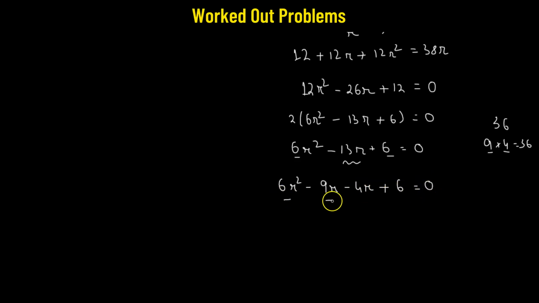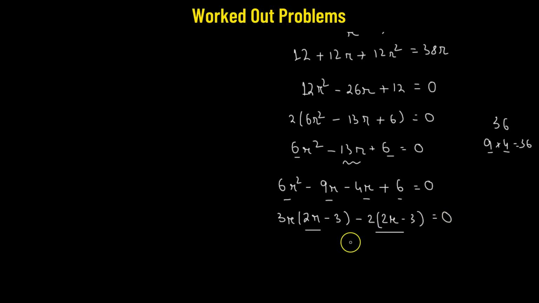So from the first term and the second term, we can take 3r as the common factor. So we have 2r minus 3. And we can combine the third and the fourth term by taking negative 2 as the common factor. So we have negative, within the parentheses, we have 2r minus 3, which will be equal to 0.